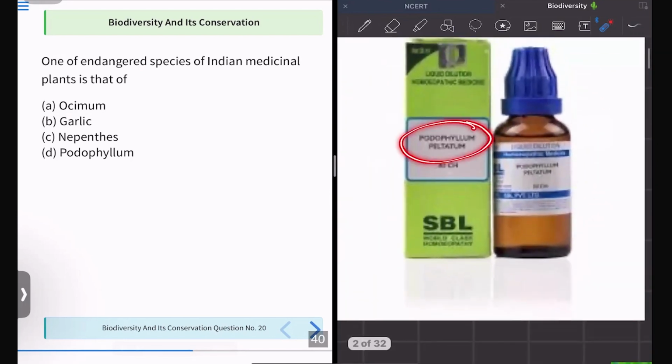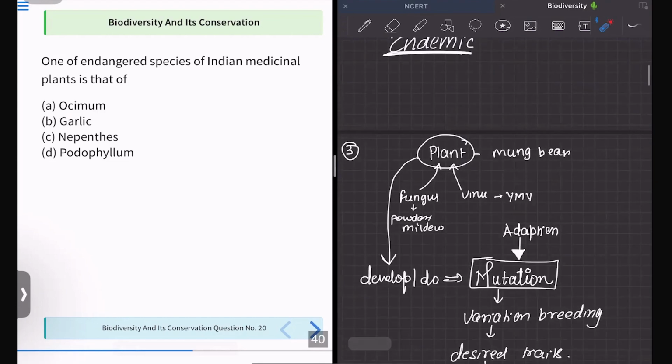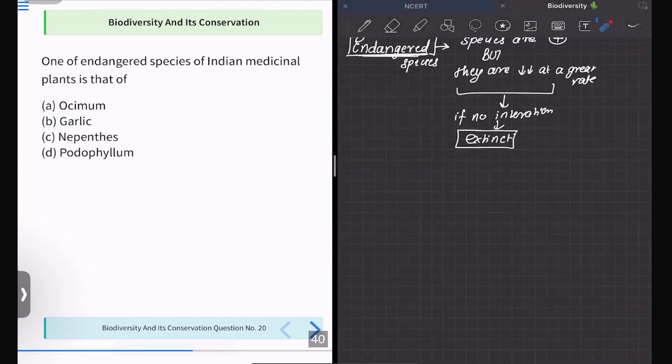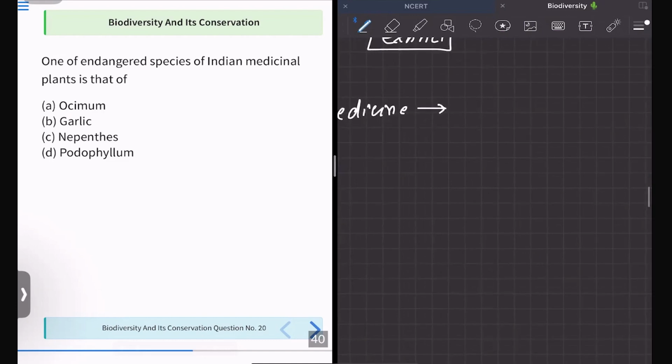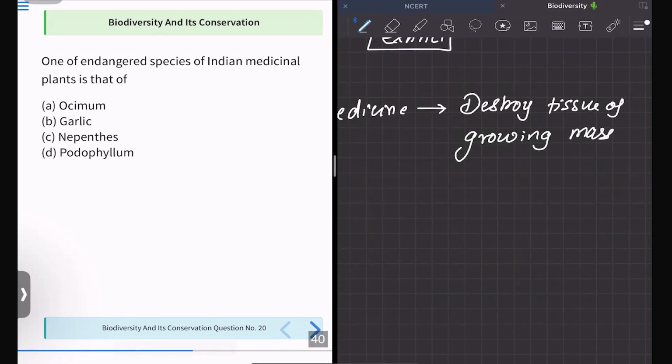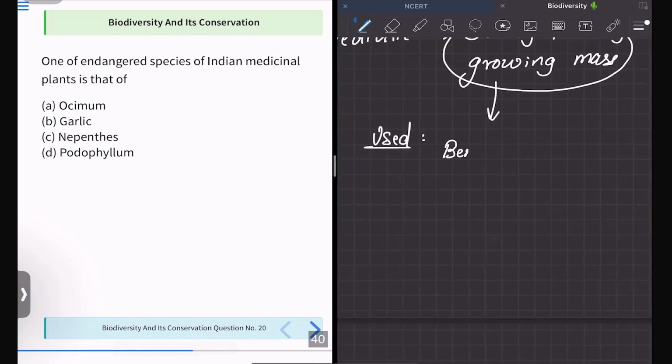I think it is not very clear, but it is written Podophyllum. So what is the function of this Podophyllum? Through the plant we make a medicine, and this medicine has a property to destroy the tissue of a growing mass. So we can use this in clinics for treating benign conditions.